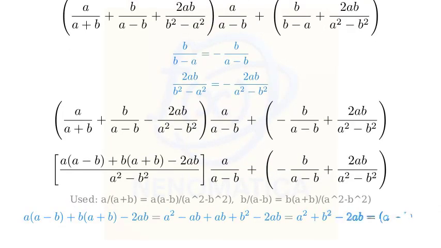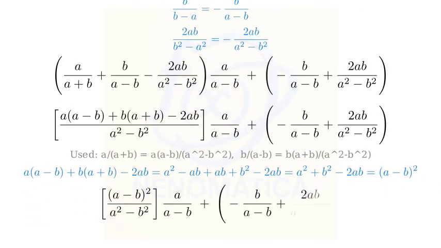Step 4. Since a squared minus b squared factors as (a minus b) times (a plus b), the square of a minus b over a squared minus b squared becomes (a minus b) over (a minus b) times (a plus b). Canceling a minus b leaves a over a plus b for the first part.